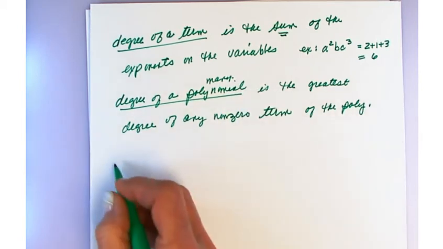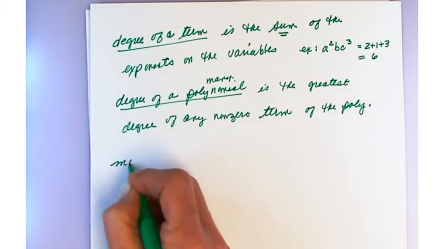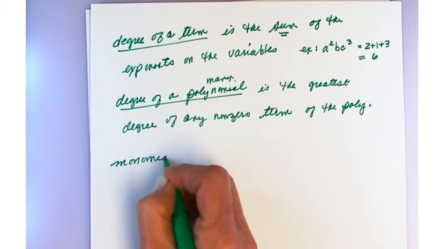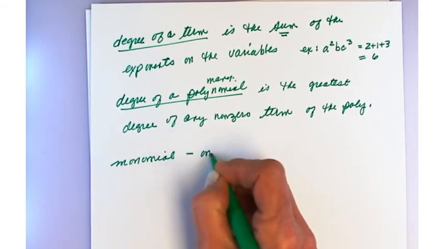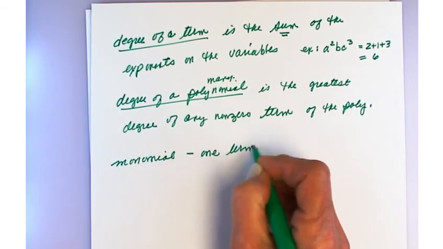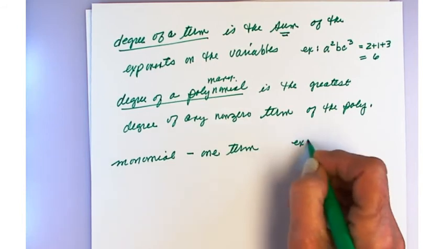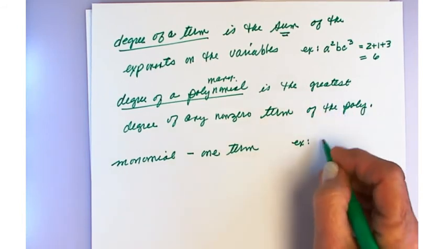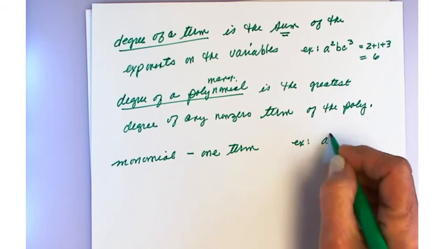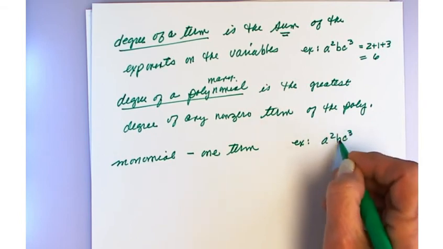We have a monomial, which is one term. Example, just what I had up there, a squared b c cubed, one term. There's no add or subtract signs.